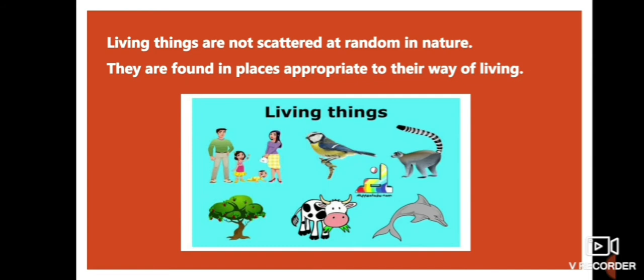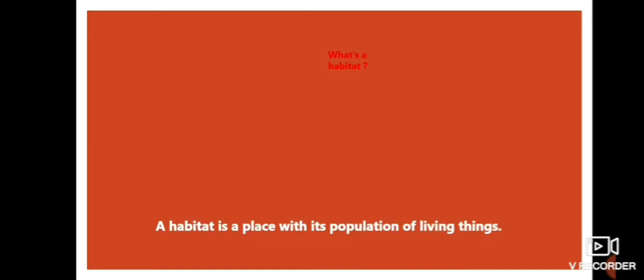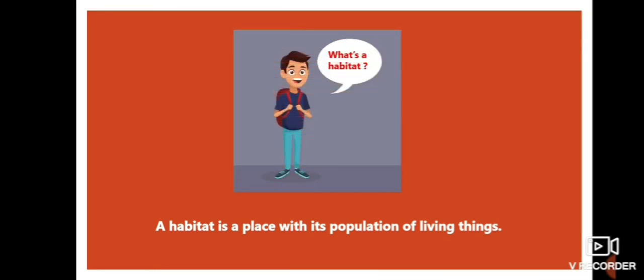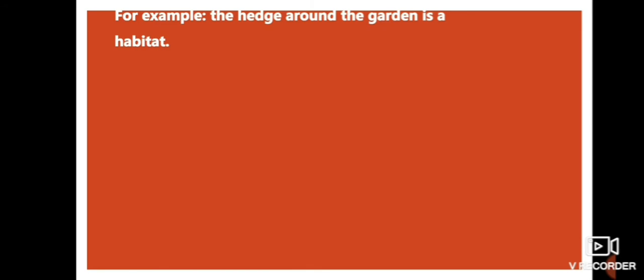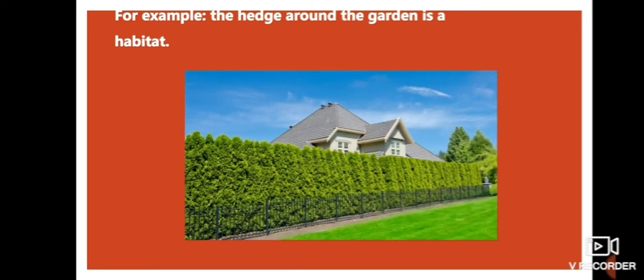These living things are found in places appropriate to their way of living. These places are called habitats. What is a habitat? A habitat is a place with its population of living things. For example, the hedge around the garden is a habitat.